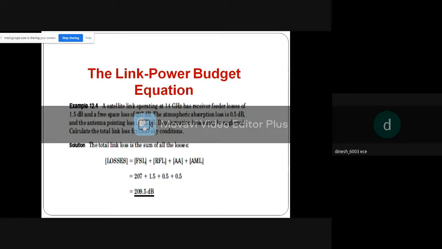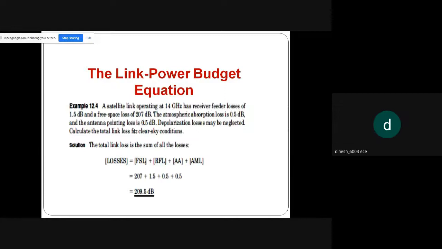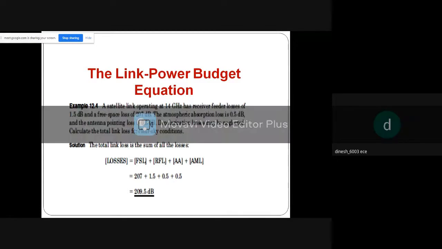Let us see an example so that you can understand what this link power budget equation is and how it plays a major role in a satellite space link.